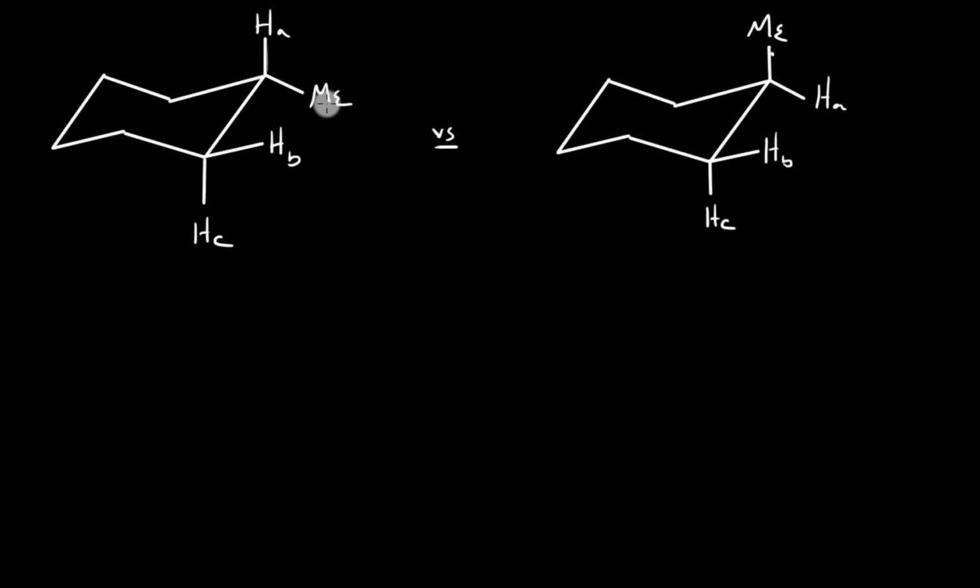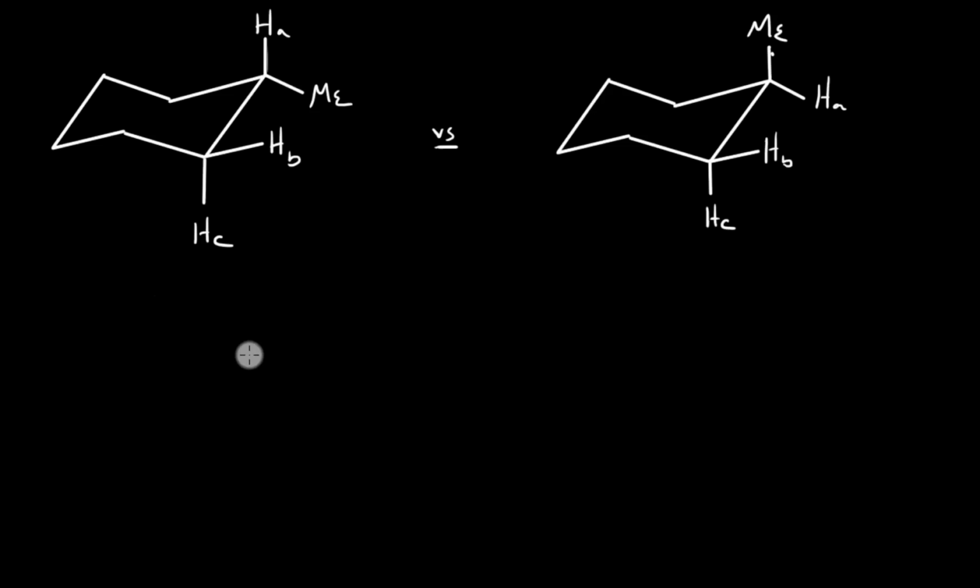In one, we have the methyl group in an equatorial position, and in the other, we have the methyl group in an axial position. And it actually turns out that one of these positions is energetically more stable than the other, so one's going to be preferred over the other. So the question is, should we put the methyl in an equatorial position, or should we put it in an axial position? Or more specifically, what's the molecule going to do? It's going to choose the easy way out, and that's going to be the most stable position.